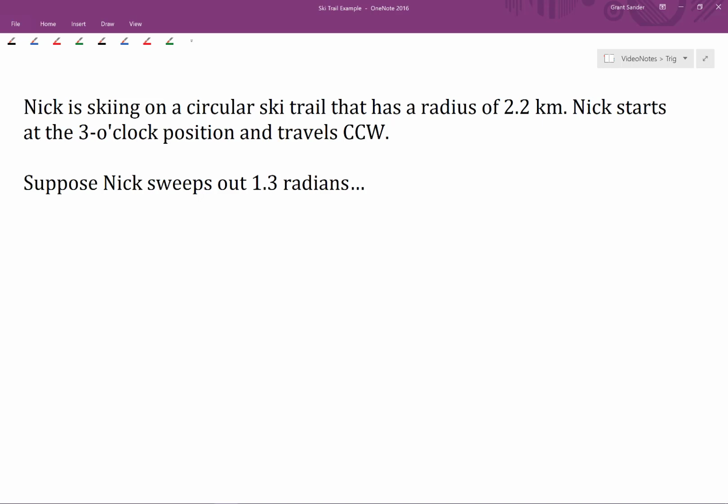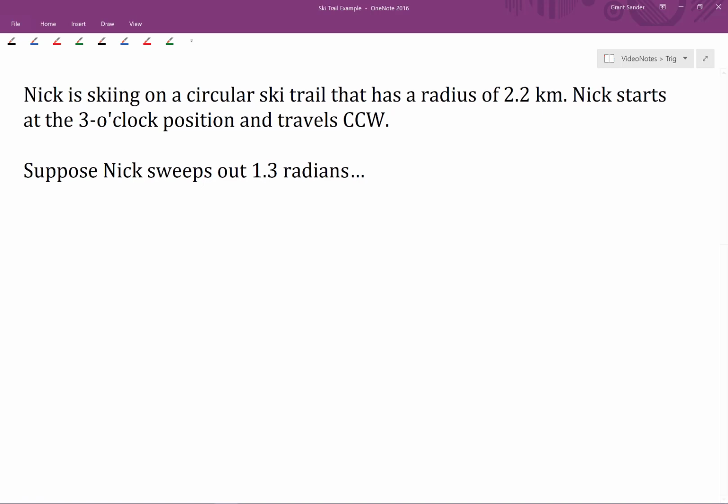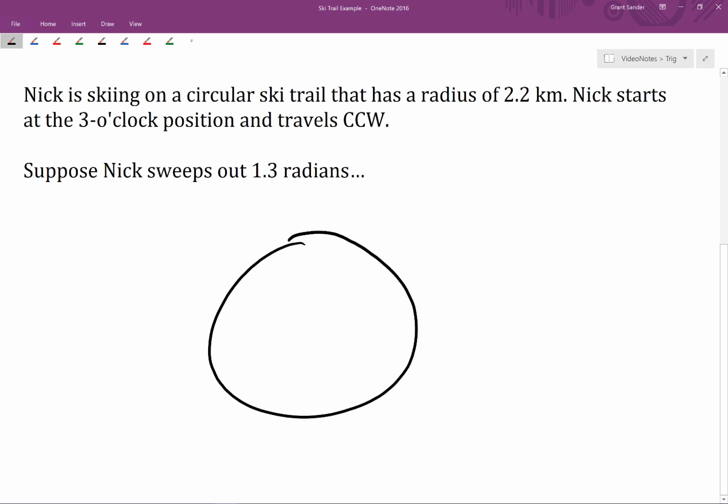So with any math problem, we should start by drawing a diagram, or at least imagining one. So we'll go ahead and draw one. So Nick is on a circular ski trail, something like this. He starts at the 3 o'clock position, and then he rotates counterclockwise. So he's traveling this way along that circular ski trail. And then he stops after the angle that subtends that arc has a measure of 1.3 radians.